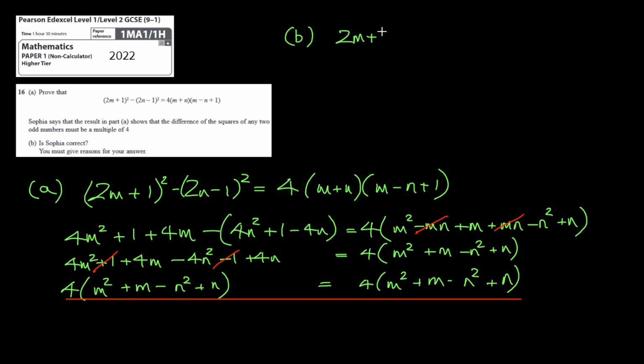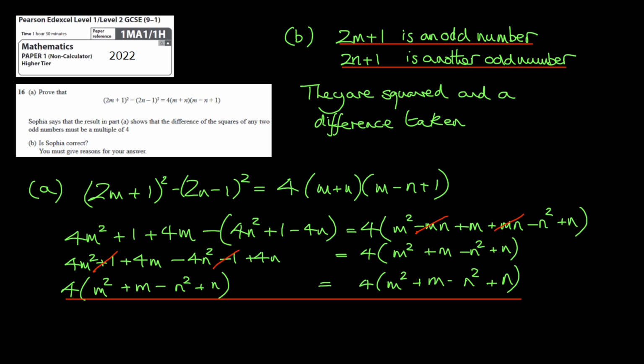2m plus 1 is an odd number. 2n plus 1 is another odd number. And we've squared them, and we've taken the difference. So that's the reasoning you should include to gain the marks for part B.